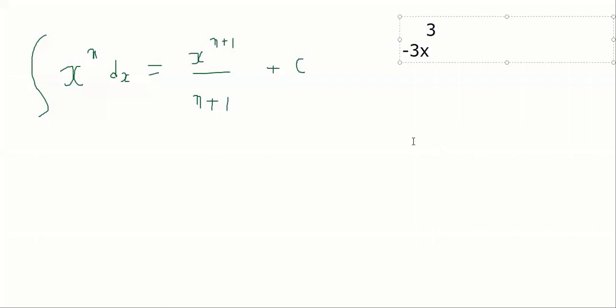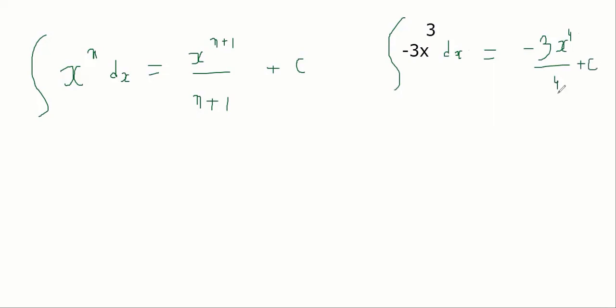It will be minus 3 x to the power 4 divided by 3 plus 1, that is 4, plus c. Guys, plus c, we have to write it. Without that, it's not correct. I will explain why. So the integration of minus 3 x cube will become x to the power 4 by 4 plus c. Everybody has to write it.